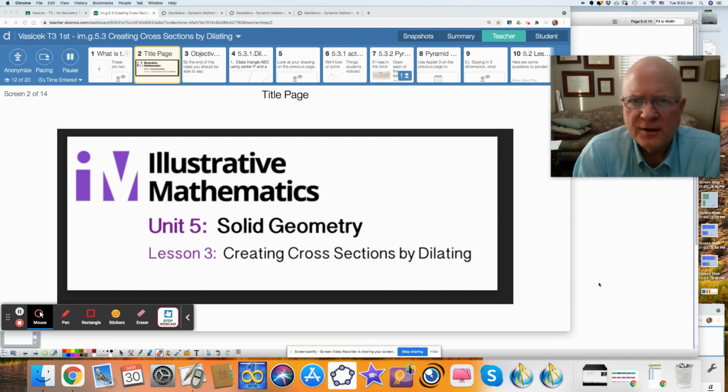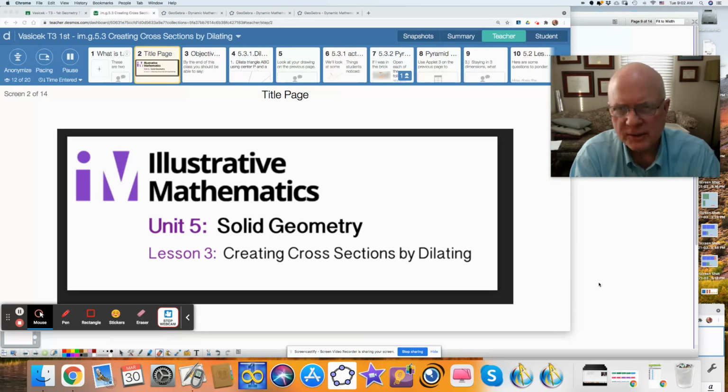Hi, I'm Mr. V, and today we're talking about illustrative mathematics, solid geometry, and this is lesson 3, creating cross sections by dilating. I'm going to start by talking about some of the homework questions from the previous unit where we were looking at slices of a solid.